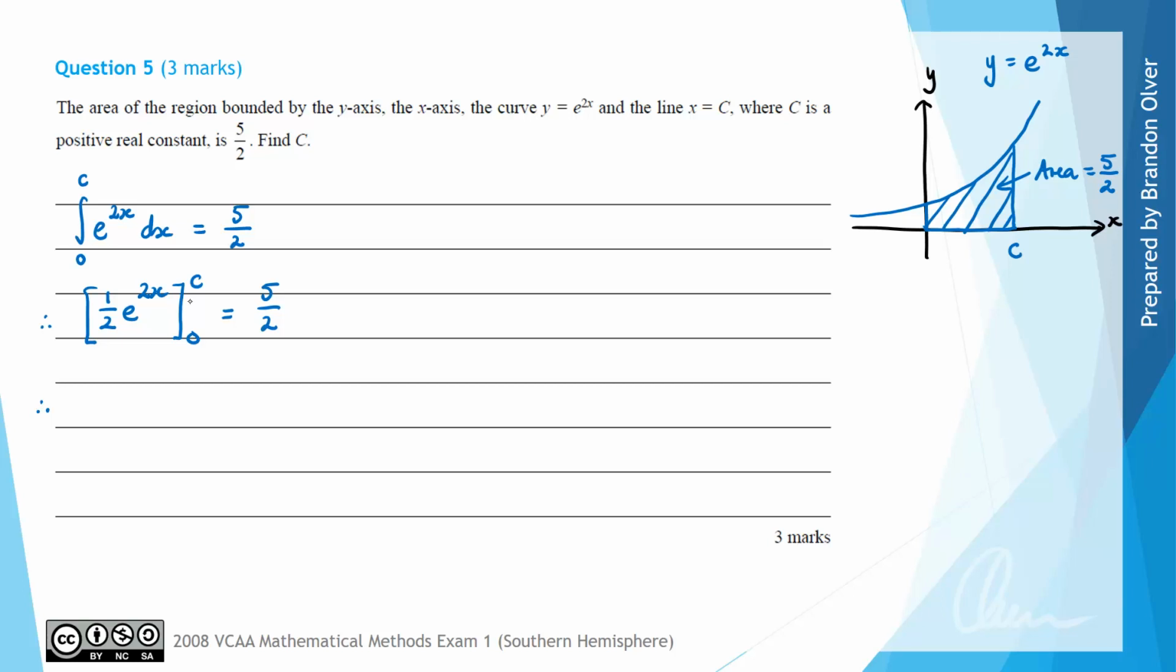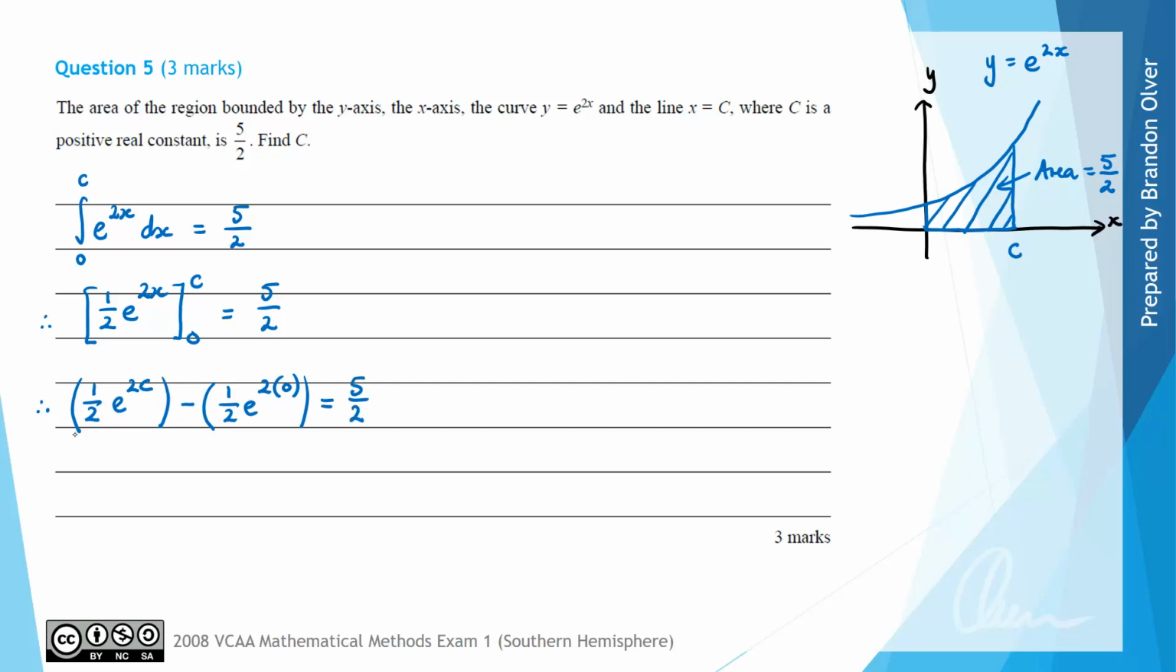Therefore, to evaluate that, we can substitute c into the antiderivative, so we'd have a half e to the power of 2c minus 0 substituted into the antiderivative, which would be a half e to the power of 2 times 0, and that should equal 5 on 2 still.